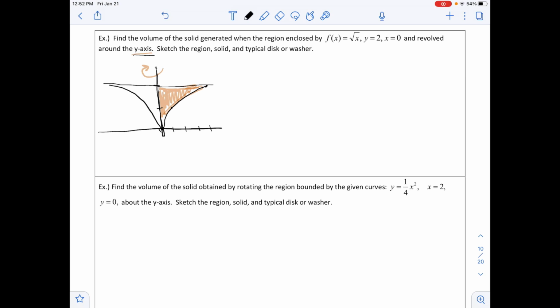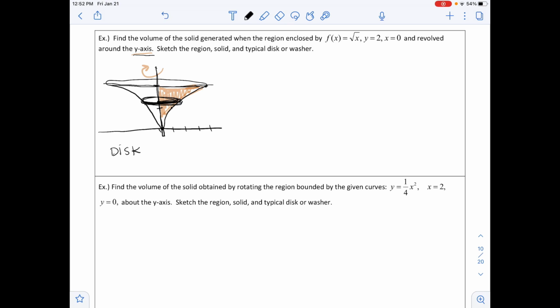And as we rotate this, I'm going to go ahead and draw an approximating rectangle. So as we rotate this, it's going to make that three-dimensional shape. It looks almost like a horn, but pointing upwards, or a flower. And that rectangle is going to get rotated around. And as it rotates around, it is going to make a circular shape. And so this is actually going to be an example of a disk.